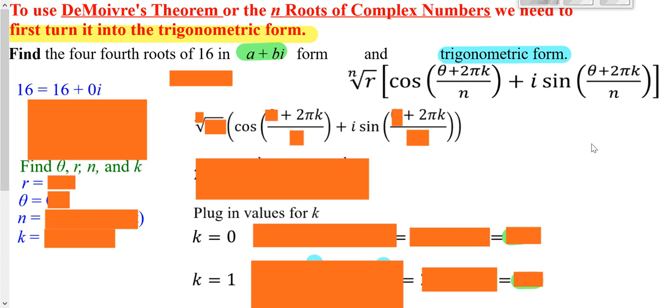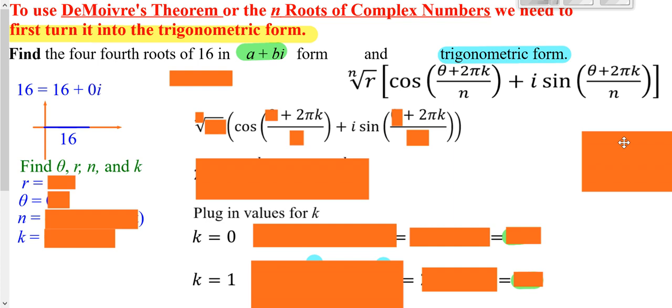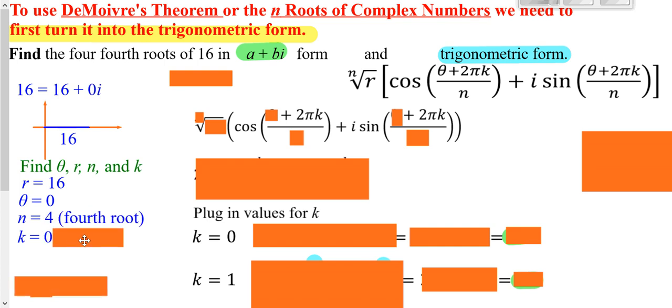So the first thing I would do is graph this. So we're going to go 16 left and right. So we'll go 16 to the right and we'll go up 0. Then I would write down what your angle is, what r is, what n is, and what k is. Well, r is just your distance from the origin, which is 16. Your angle, you're going straight to the right, so that would be 0. N is the root you're taking, and we're taking our 4th root. And k starts out at 0, always goes to 1 less than the number of what n was. So it's going to go up to 3.